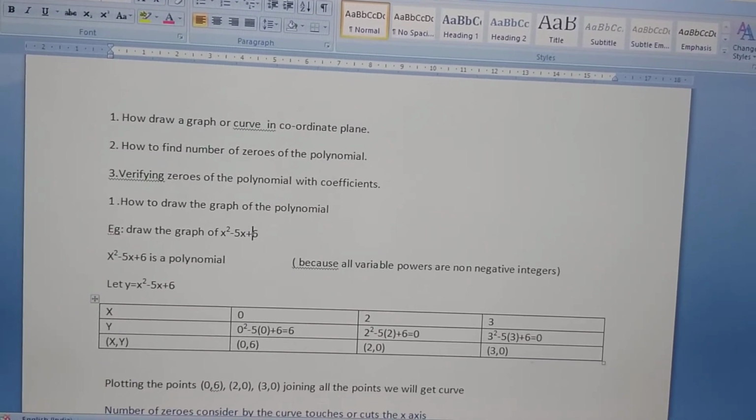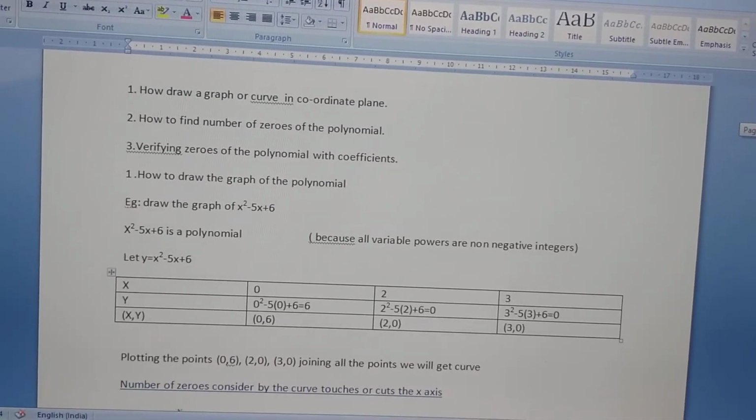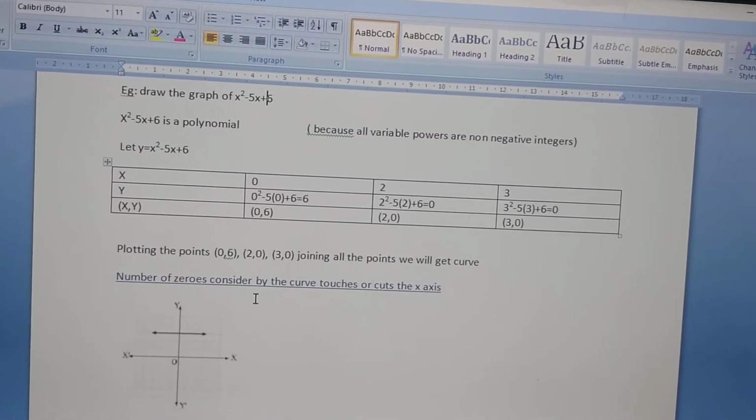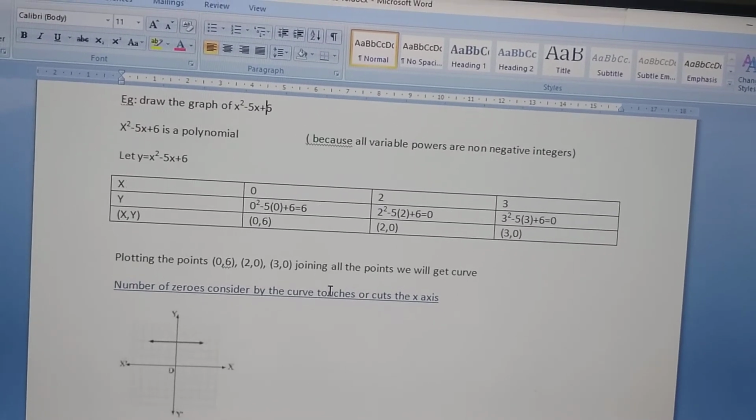Like that we can find infinite points. If I plot all the points, we will get a curve.